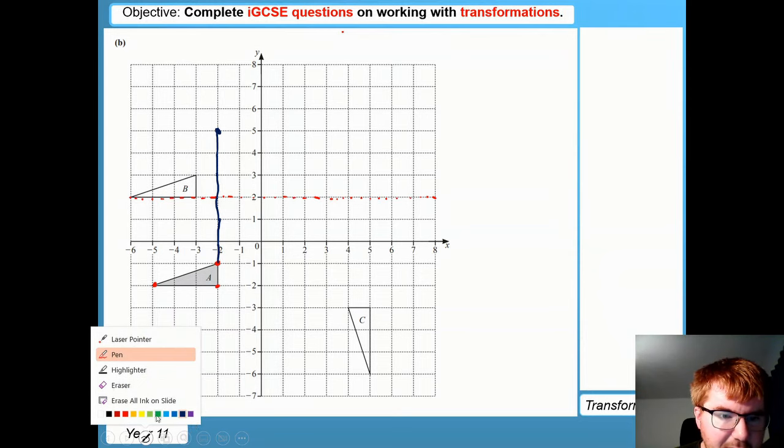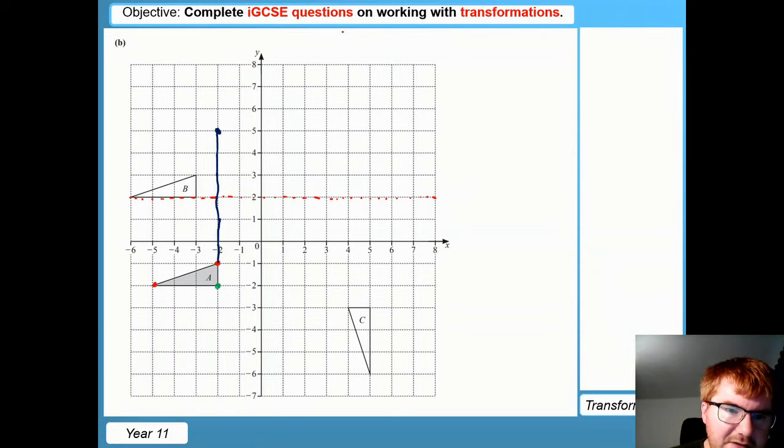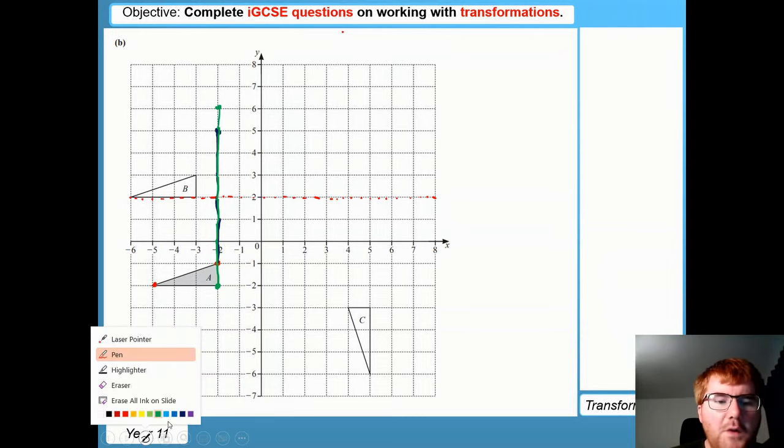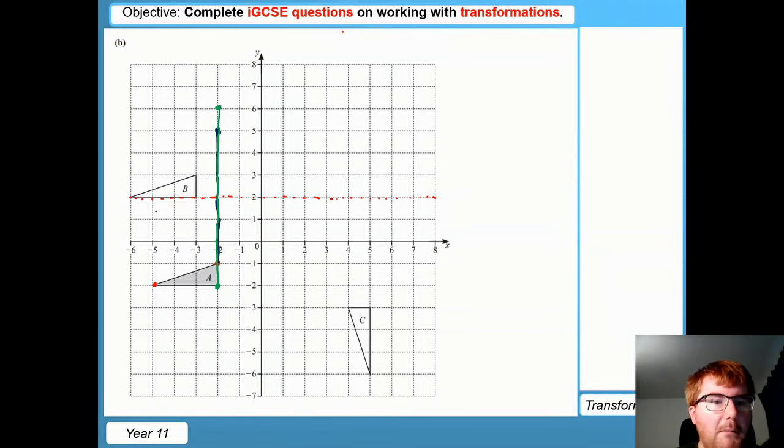Let's do this in a different color, green. So how far is this from the reflection line? Well, 1, 2, 3, 4. So we need to go 1, 2, 3, and 4 to this point. And we do the same with the last point. Again, once you spot this and understand the method here, you can do this after 1 point. So here we go 1, 2, 3, 4. So we need to go 1, 2, 3, 4.